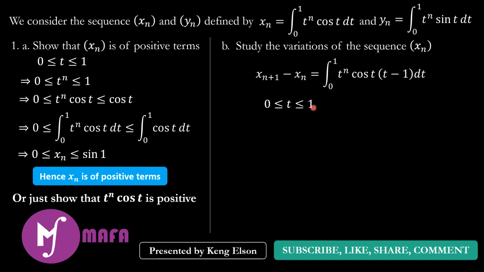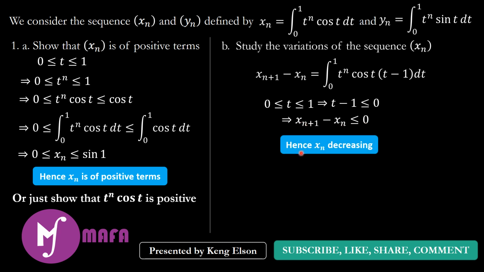So now we know that t is also between 0 and 1. It therefore means that t minus 1 will be less than 0, if you consider the upper part of the integral. So it means that the function t minus 1 is negative. Now t to the n cos t is positive, so when we multiply a positive function and a negative function, we get a negative function, and integrating from 0 to 1 a negative function, we get a negative value. So at the end of the day, we can conclude that x of n plus 1 minus x of n is always negative, which means that the sequence xn is decreasing.